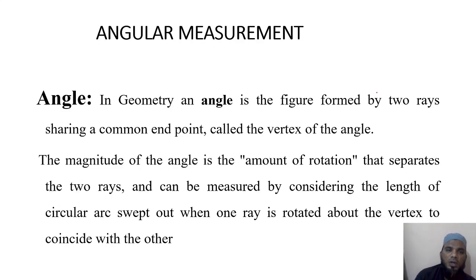Okay, next we will see angular measurement. In general, an angle is a figure formed between two rays. We already know, if there is a ray passing horizontally and another ray going like this, between these two we can measure the angle. That is nothing but angular measurement. The magnitude of the angle is the amount of rotation between two separate rays, which can be measured by considering the length of the circular arc.